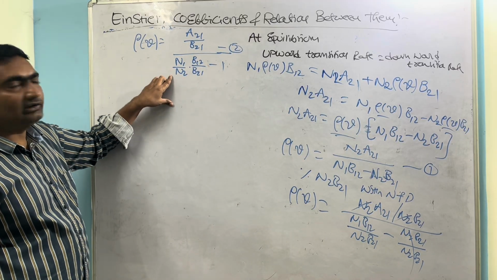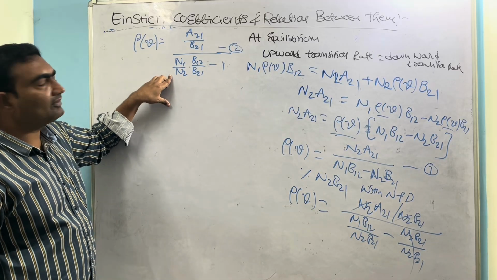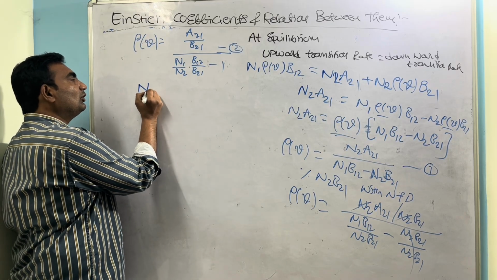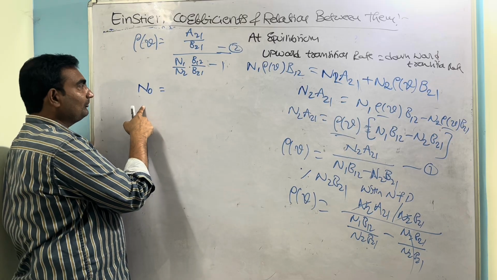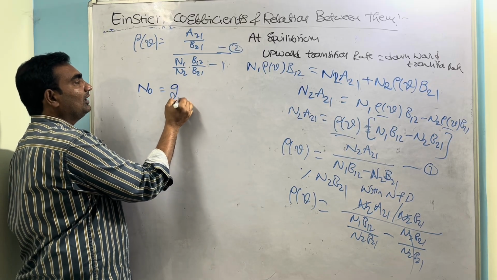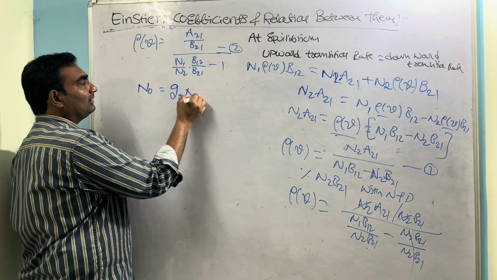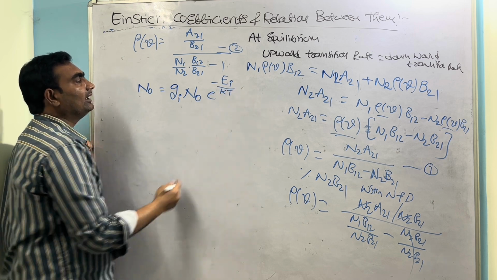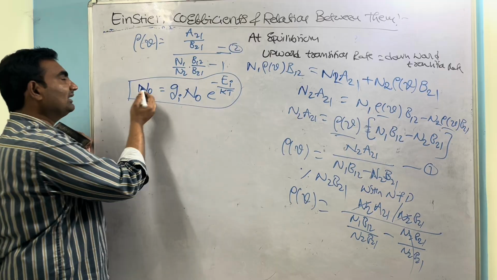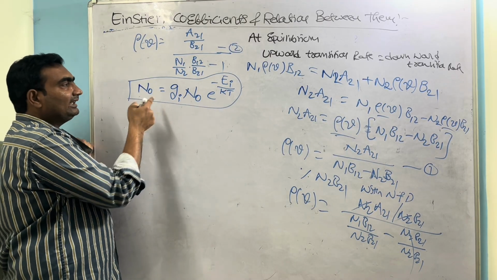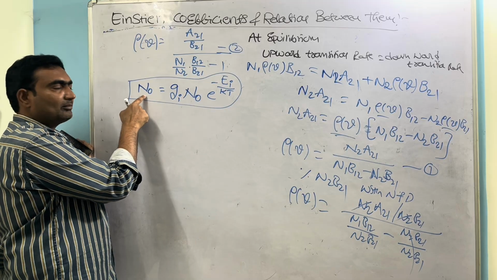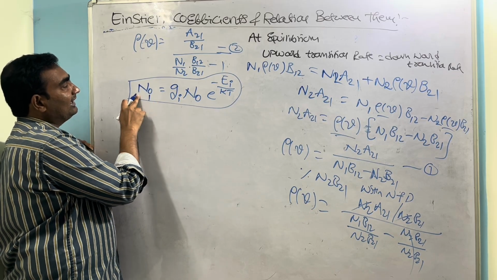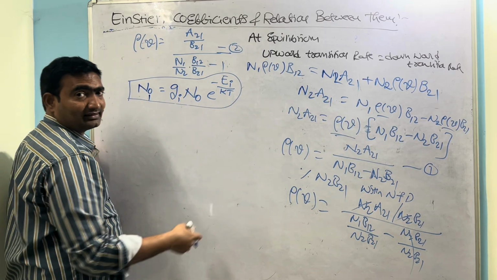Here I don't know the value of N1 by N2. So how to find the value of N1 by N2? For this, let us have an idea about the Boltzmann distribution law. The Boltzmann distribution law says that Ni is equal to Gi into N0 into e power minus Ei divided by kT. So this is called the Boltzmann distribution law. What does it say? For example, in the E1 energy level, if I want to find out how many atoms are there, then Ni is equal to Gi into N0 into e power minus Ei by kT.